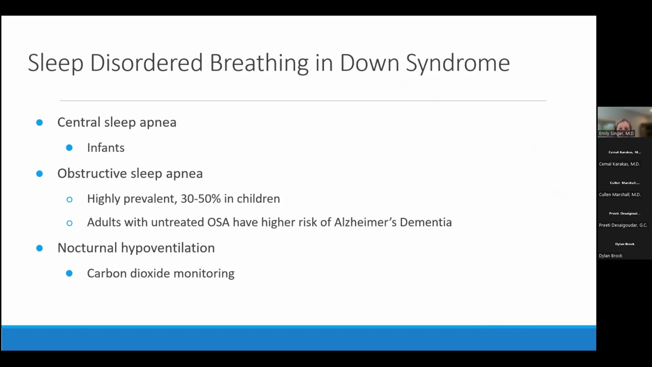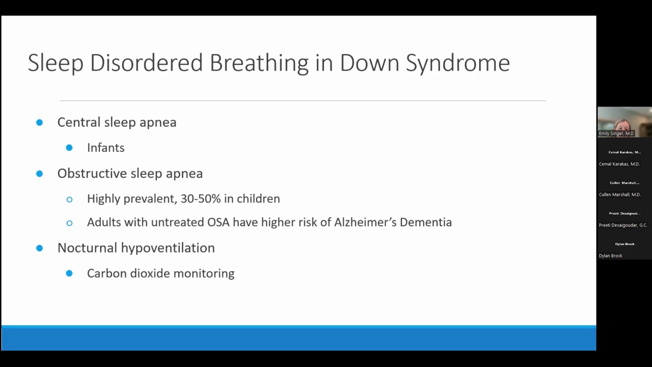All right. And so in terms of specific diagnoses, we see central sleep apnea more commonly in really young kids and infants with Down syndrome, and that can be treated with supplemental oxygen. And then obstructive sleep apnea, as I mentioned before, is highly prevalent. So 30 to 50% of kids with Down syndrome will have obstructive sleep apnea versus about 1% in the general pediatric population. And that risk only increases as kids with Down syndrome become adults.